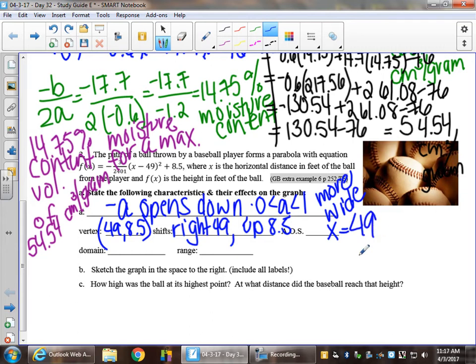Domain. Negative and positive infinity. Okay, Kazaya. Who wants to try the range? The domain is always the same. Who wants to do the range? Hector. What's my range?